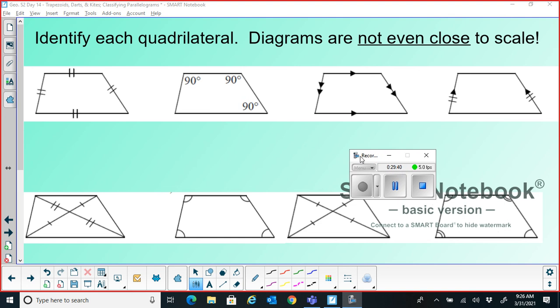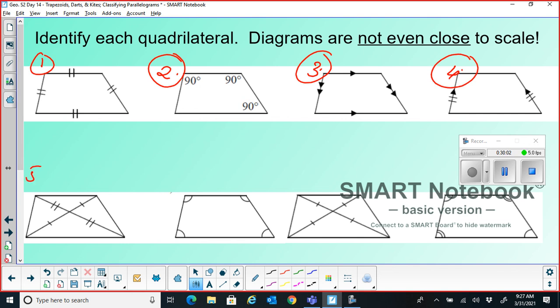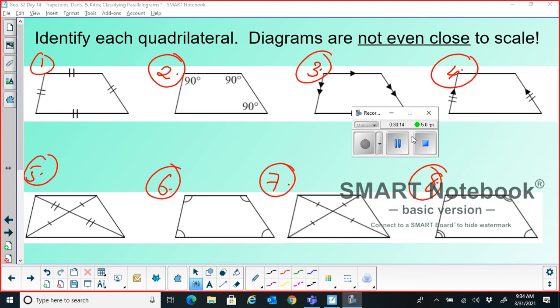Identify quadrilateral diagrams. The diagrams are not even close to the scale. Don't go by the figure, just see the measurements and tell what kind of parallelogram or quadrilateral they are. So I'm just going to label this. Write the number and across it tell the solution. Okay, 4, 5, 6, 7, 8. Okay, we will go over the solution in exactly 2 minutes.